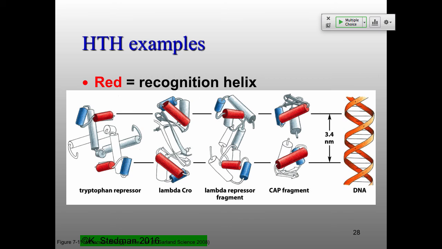Yeah, about the recognition helix, it makes a specific binding to it, and then it makes a non-specific binding to the backbone? So the recognition helix makes specific. It's the other helix which has the non-specific interactions. And here, conveniently, red is the specific one, blue is the non-specific one.